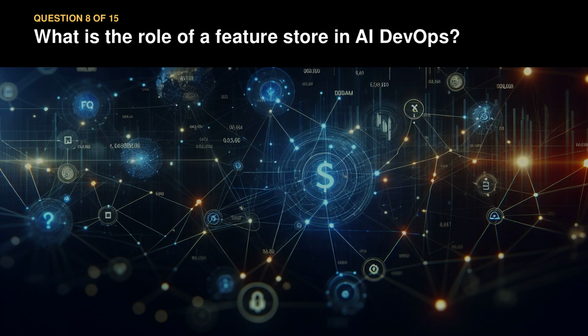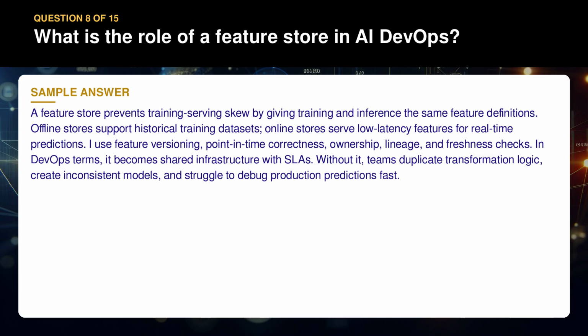Question 8. What is the role of a feature store in AI DevOps? A feature store prevents training-serving skew by giving training and inference the same feature definitions. Offline stores support historical training datasets. Online stores serve low-latency features for real-time predictions.